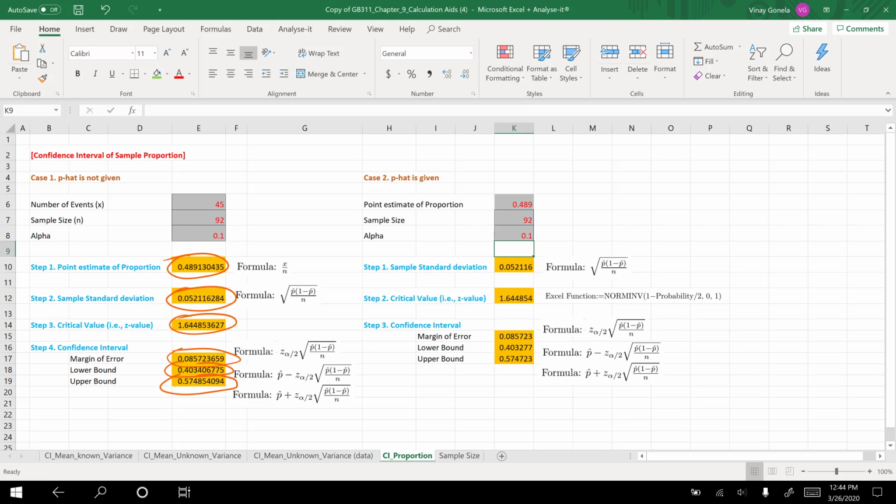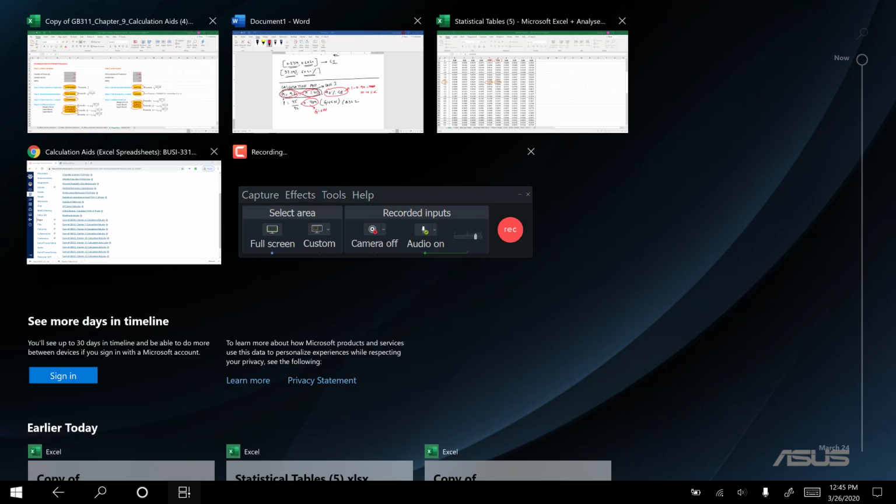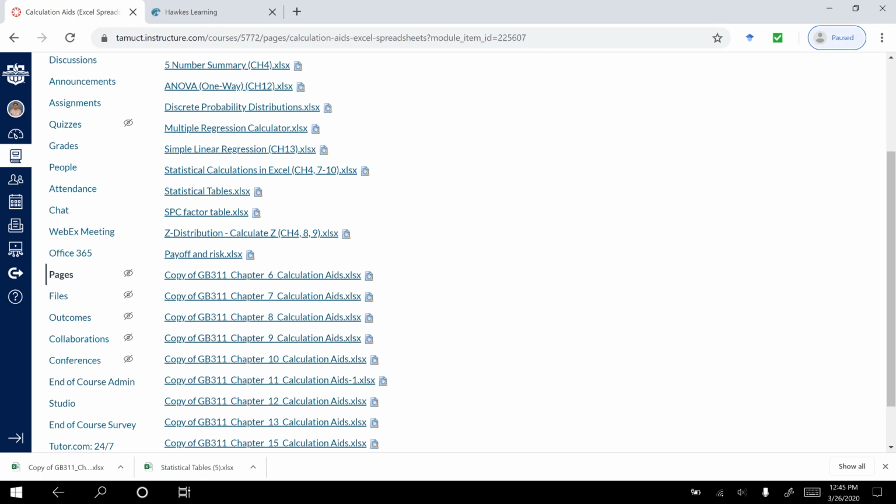So if you see, you are getting the same values like sample standard deviation, critical value, margin of error is same, lower bound and upper bound is same. So it's just which one is given, that is what you have to figure out. So now that we did proportion problems, let's go to Hawk's learning and try to solve a problem on it.